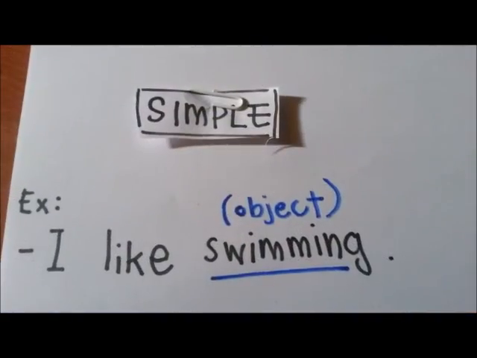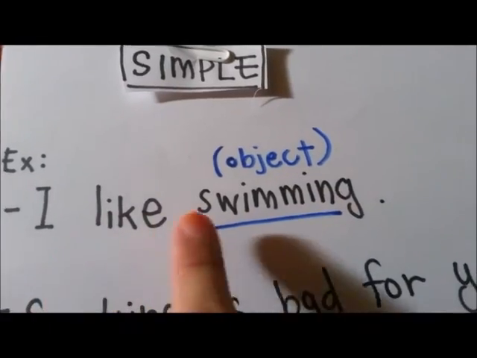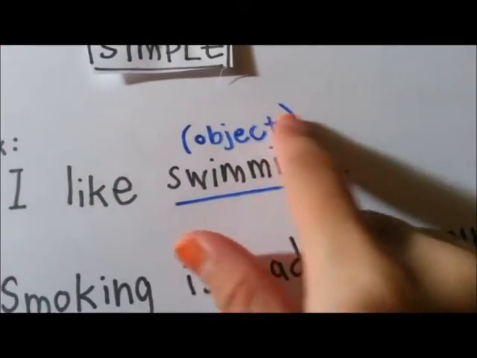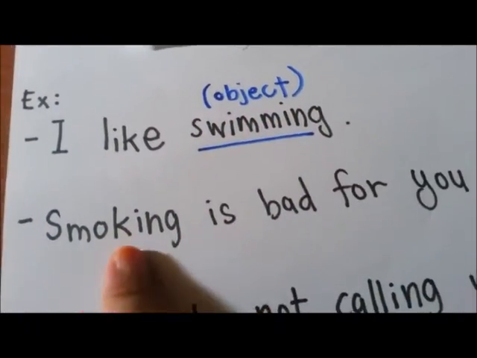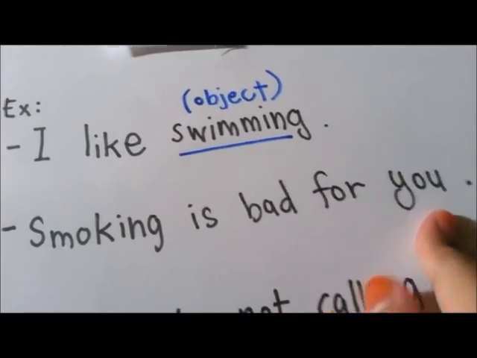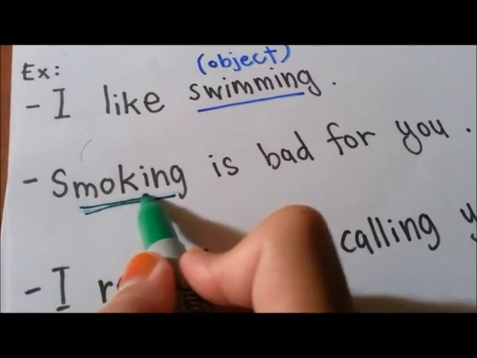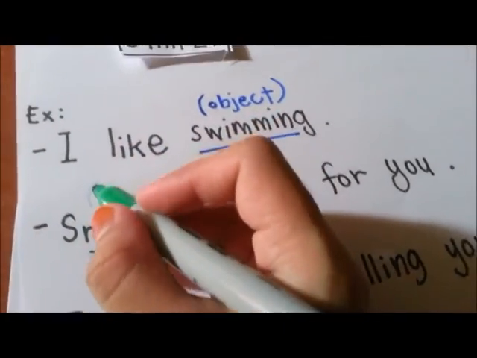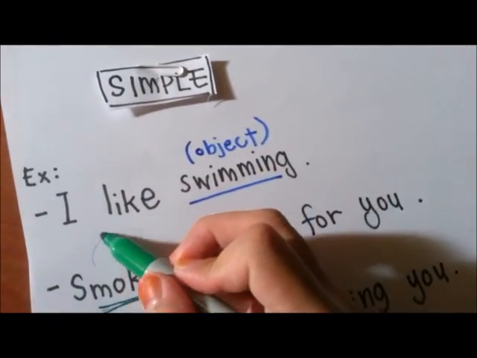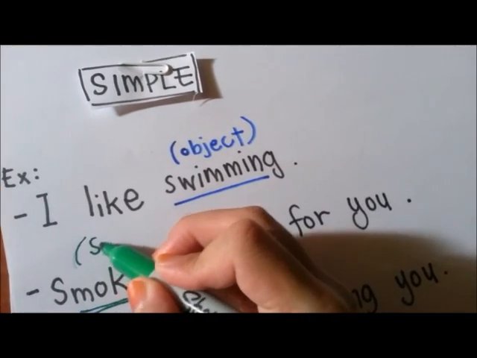Okay, let's take a look into the examples for active simple. I like swimming. Here is the gerund that acts as the object. Smoking is bad for you. So here smoking is the gerund that acts as the subject.